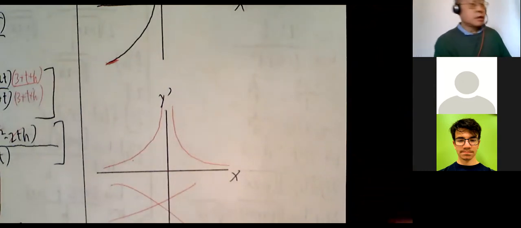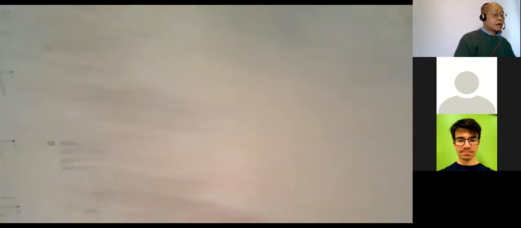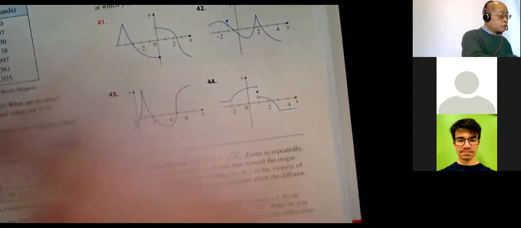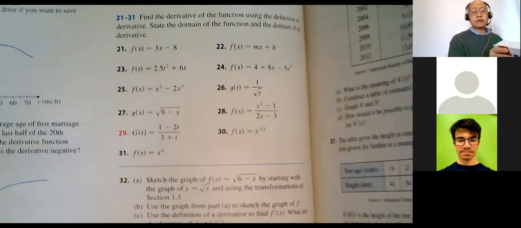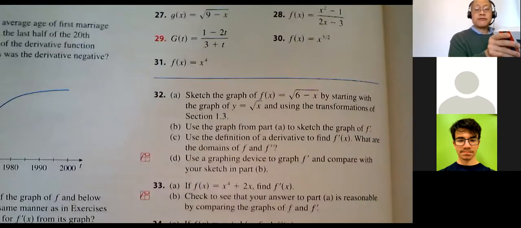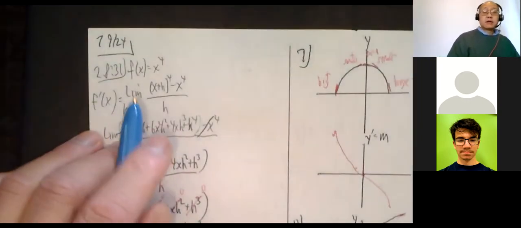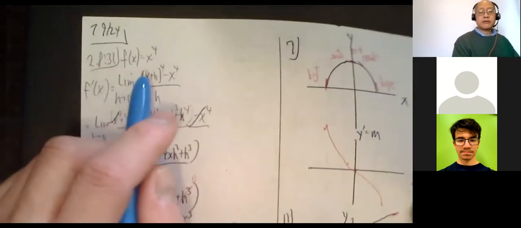All right, let's see, what time is it? I just have time to do that one derivative that I was talking about, 2.8 number 31. So going back to the limit definition of a derivative, I'll do more of these, hopefully tomorrow or Thursday. Okay, find the derivative of x to the 4th, number 31. Let me do this, and then that's probably all the time we have.